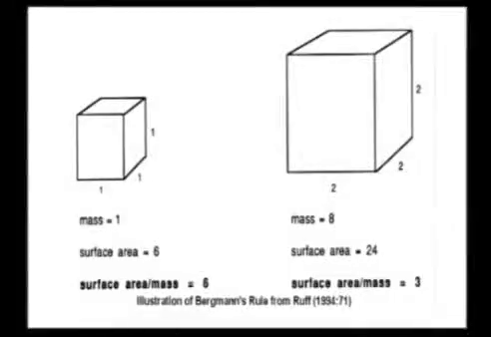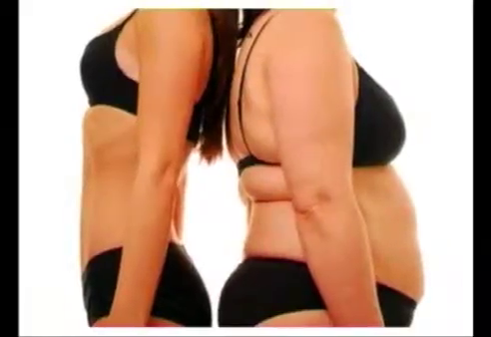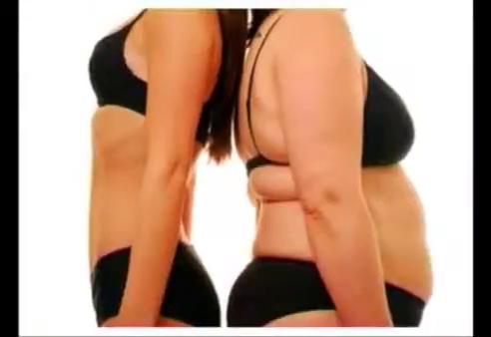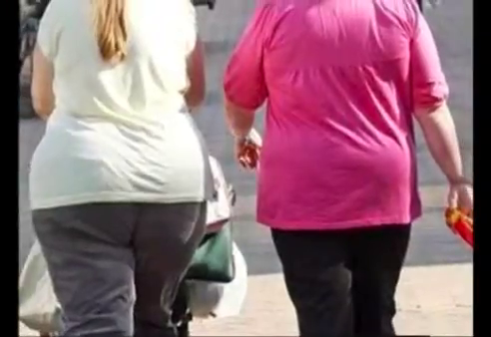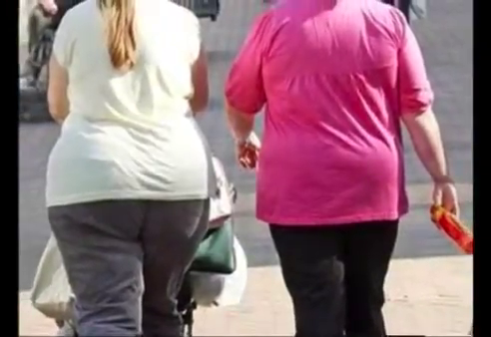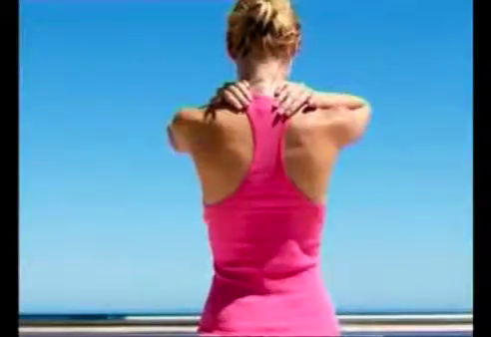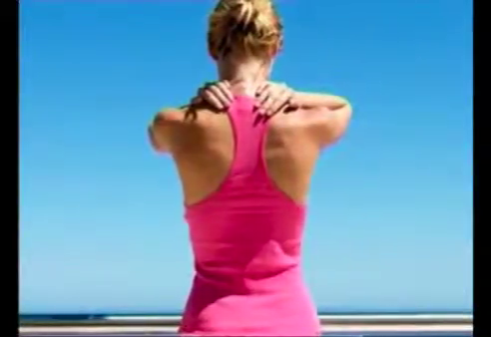Body shape and size. Bergmann's rule states the relationship of body mass to surface area. As body mass increases, the relative amount of surface area decreases proportionately. A plump object has less surface area in relation to its mass, whereas a thin object has just the opposite, that is, greater surface area in relation to its mass.